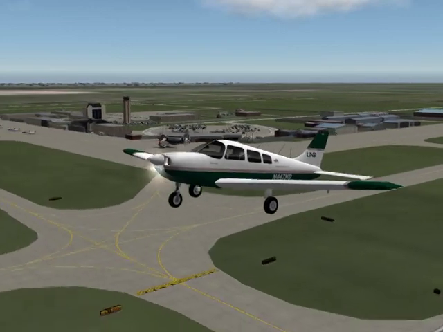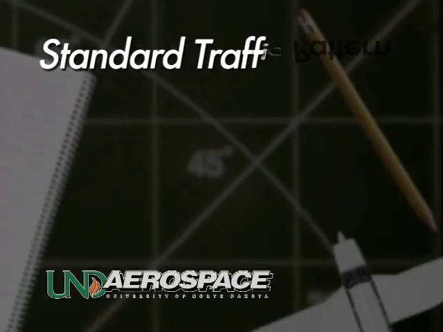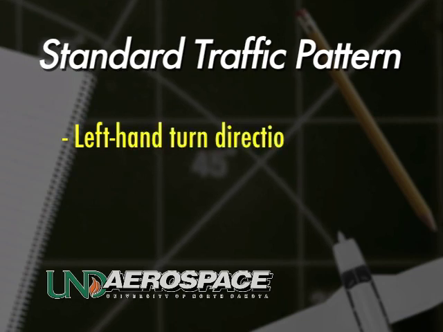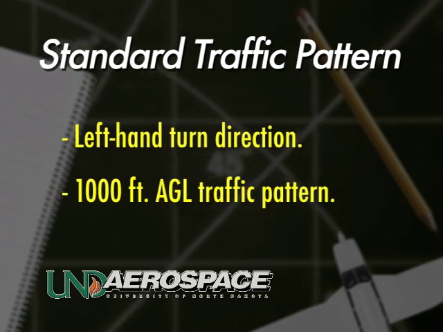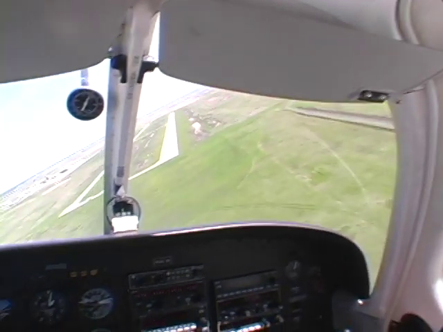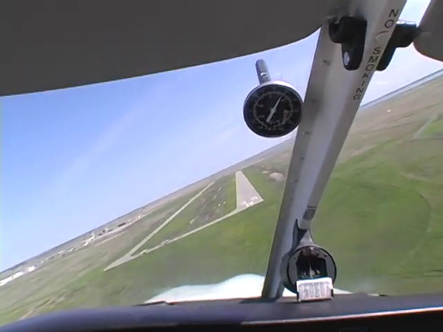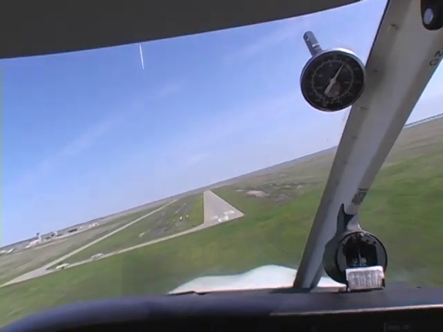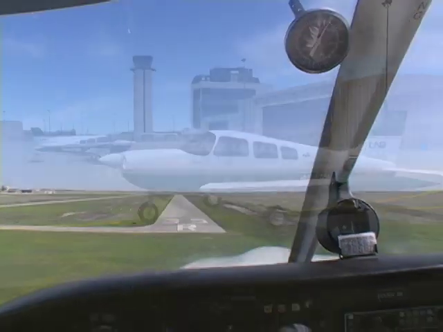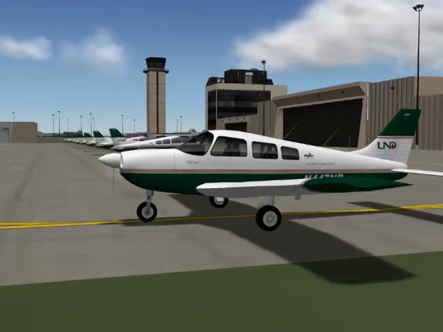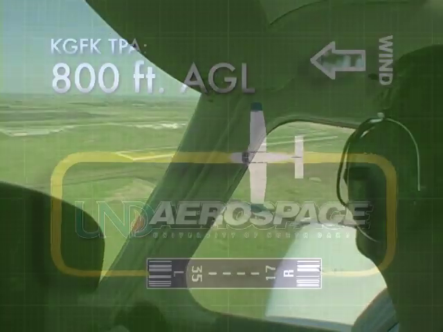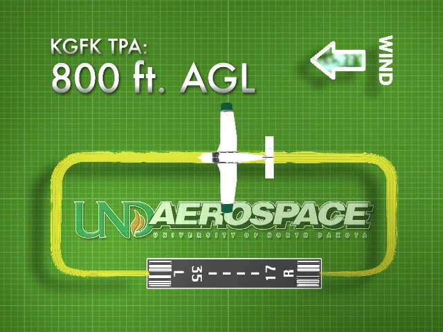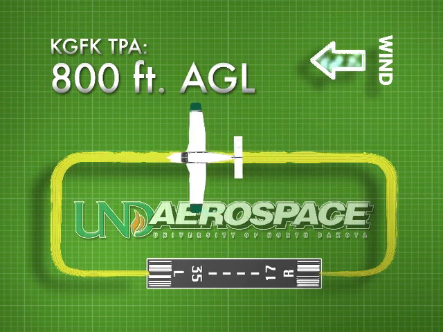A standard traffic pattern is one that uses a left-hand turn direction to standardize traffic flow and will typically be flown at 1,000 feet AGL. Any pattern that utilizes turn directions or altitudes other than these can be considered non-standard patterns. Case in point, the Grand Forks Airport uses non-standard patterns by requiring right turns for some of its runways and an 800-foot AGL traffic pattern altitude on all of them.